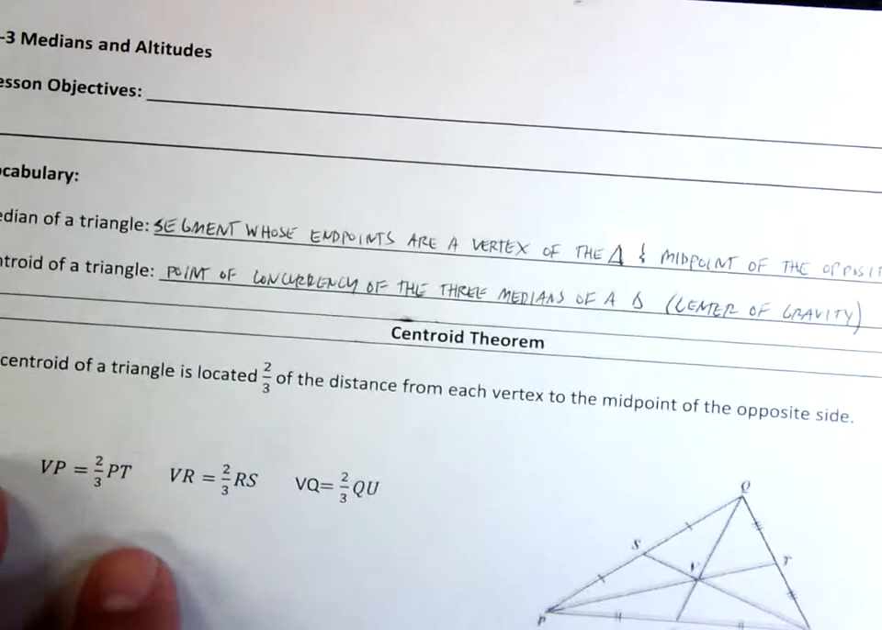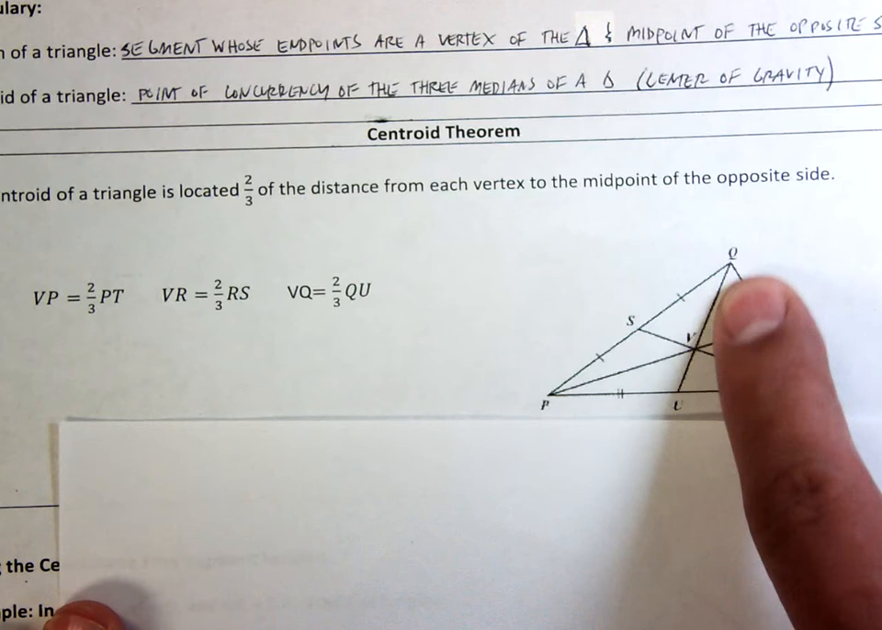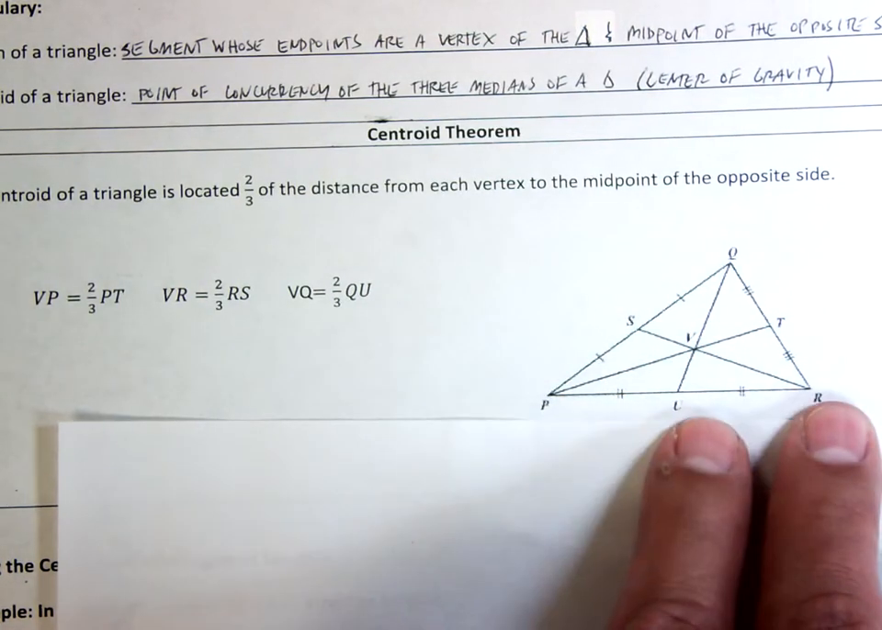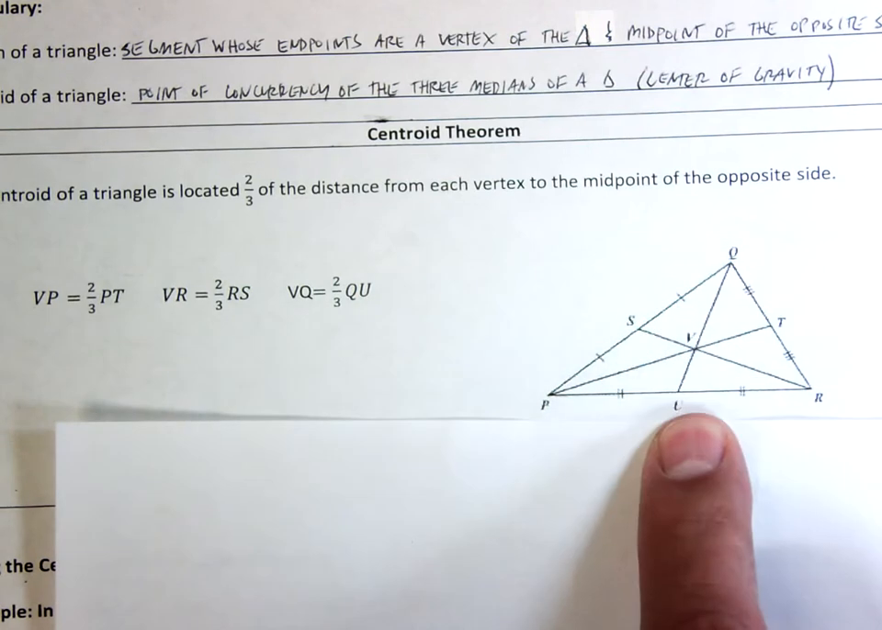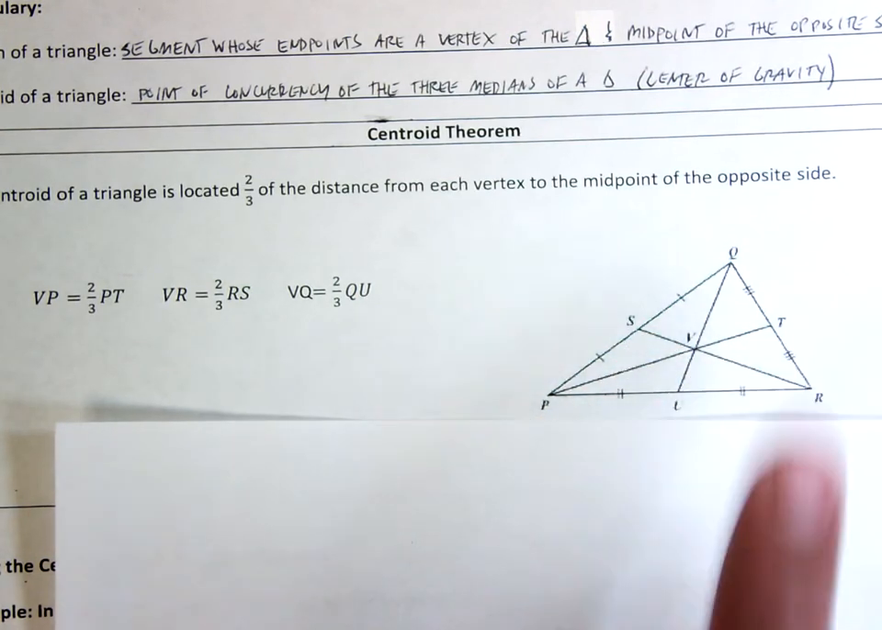So I've got some here. Notice I start here at point Q and I go towards the opposite side and I go through the midpoint because these two pieces are the same, so QU is a median. RS is a median and PT is a median.